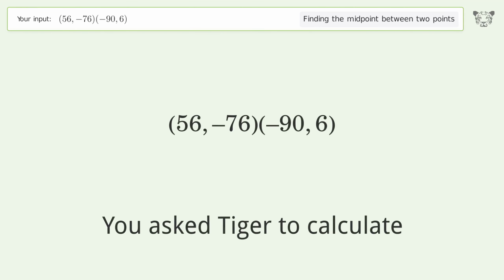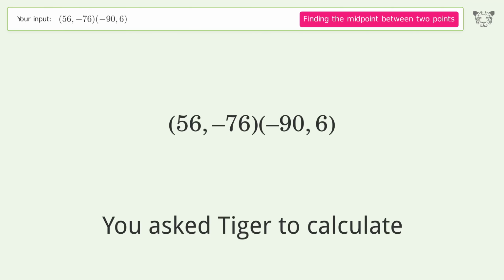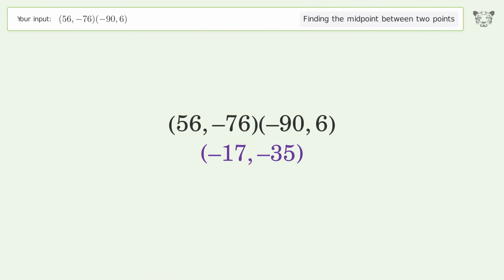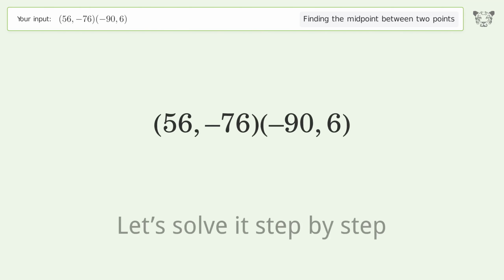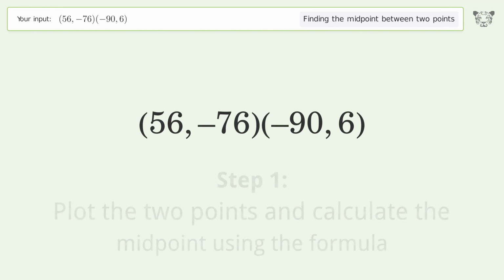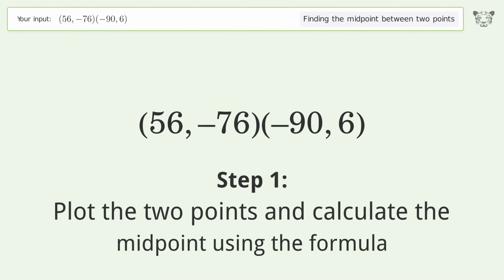You asked Tiger to calculate. This deals with finding the midpoint between 2 points. The midpoint between the 2 points is -17, -35. Let's solve it step by step. Plot the 2 points and calculate the midpoint using the formula.